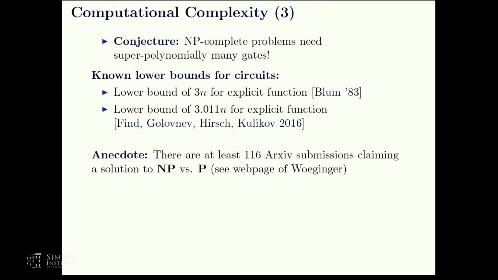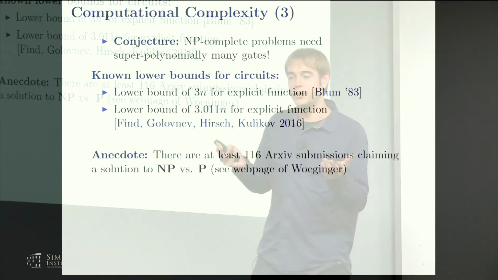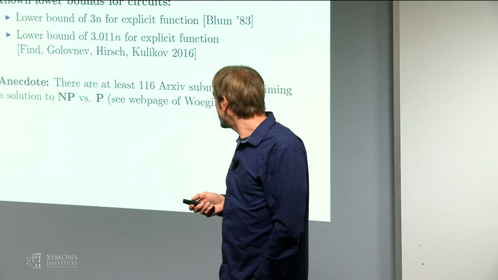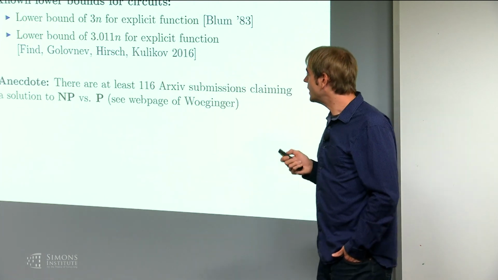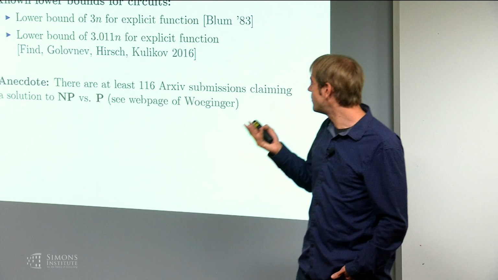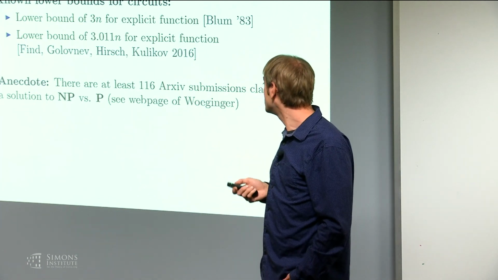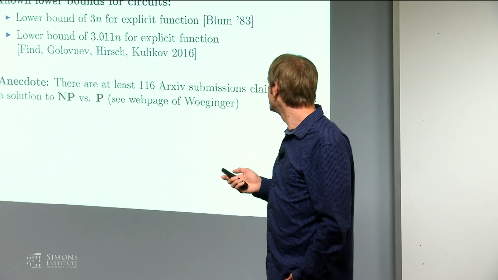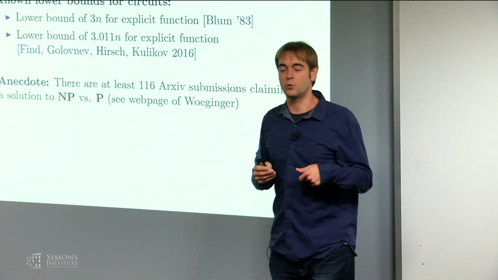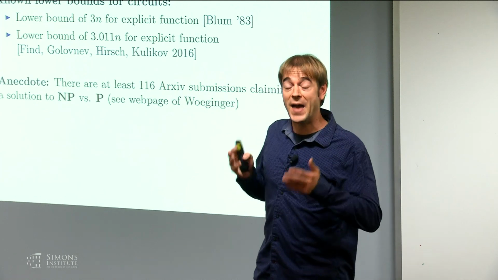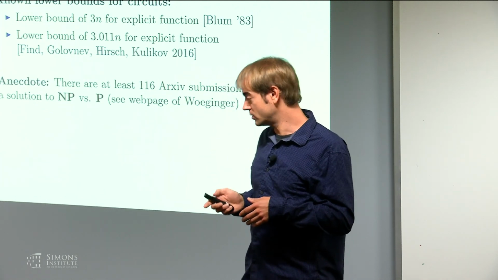Actually, as a little anecdote, there's a nice webpage of Gerhard Wöginger where he lists all the attempts of people trying to prove whether P equals NP or not. The last time I checked, he had 116 arXiv submissions of some people submitting probably wrong claims about a solution. And I think this is pretty unique in the whole area of mathematics. I'm not aware of any problem where people submit that number of incorrect submissions.